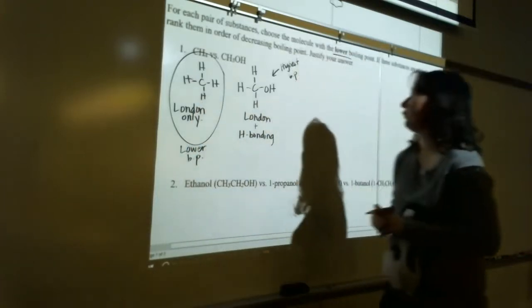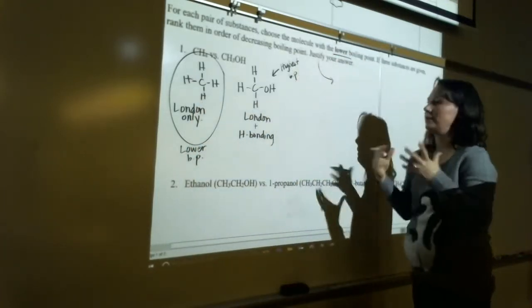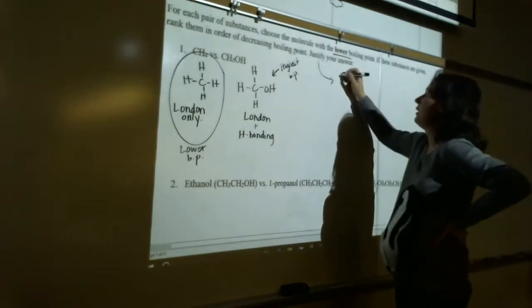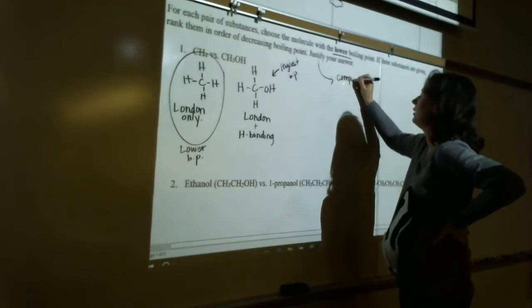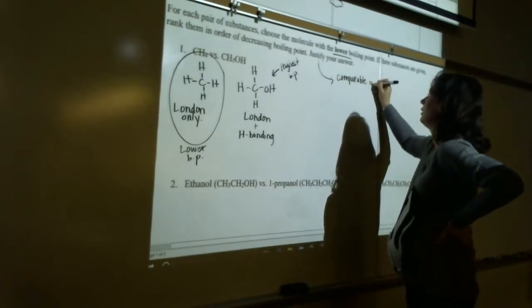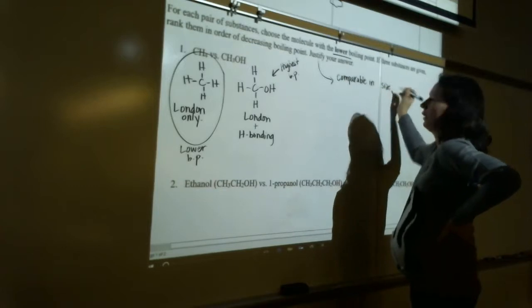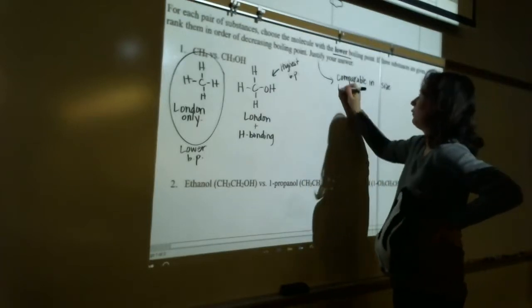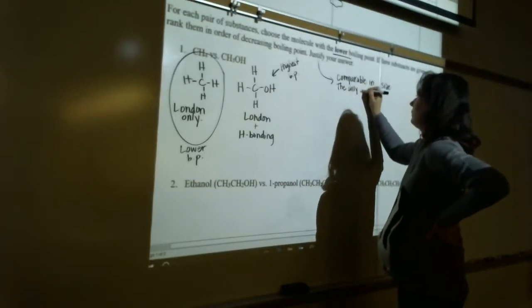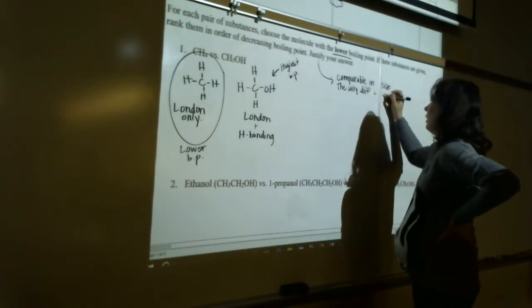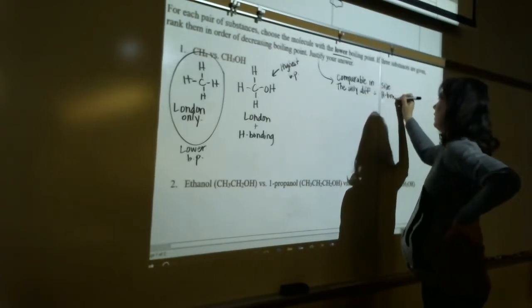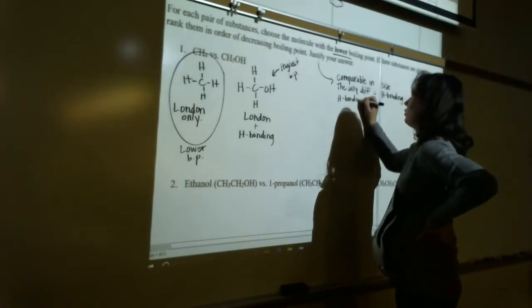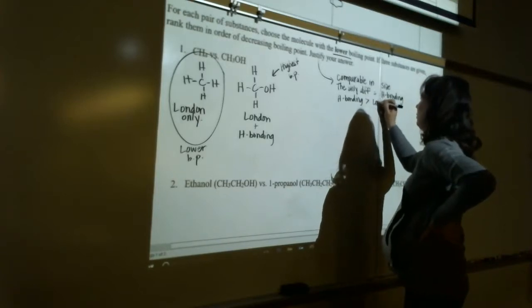And then in terms of our justification, let's look at the level of detail we should put on a test, right? So we would say these are comparable in size. It's not like one's a mile long and one's itty-bitty short. The only difference is that one has H bonding and the other doesn't. H bonding is a much stronger IMF than London only.